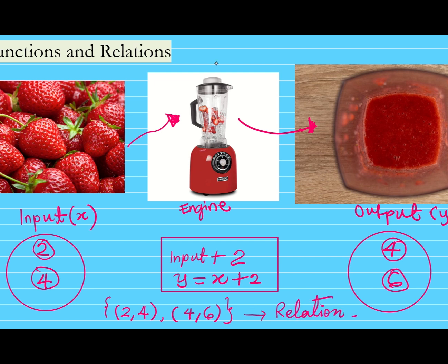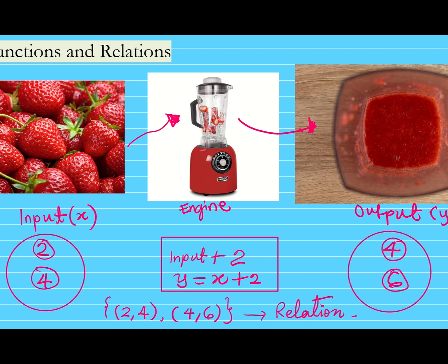So a relation could also be a function, but not all relations are functions. So how do you then define relations? Obviously, you will say a relation is a collection of ordered pairs. Or you could say a relation is a set of ordered pairs.